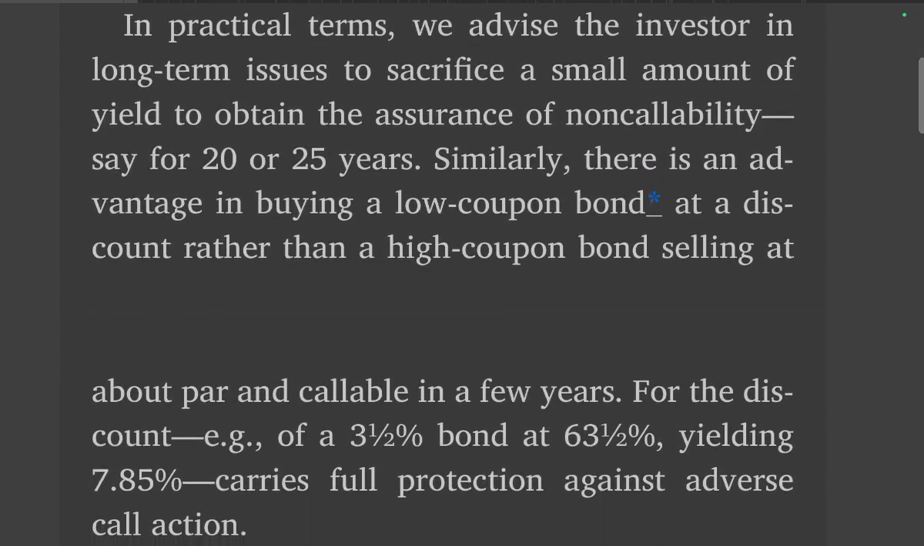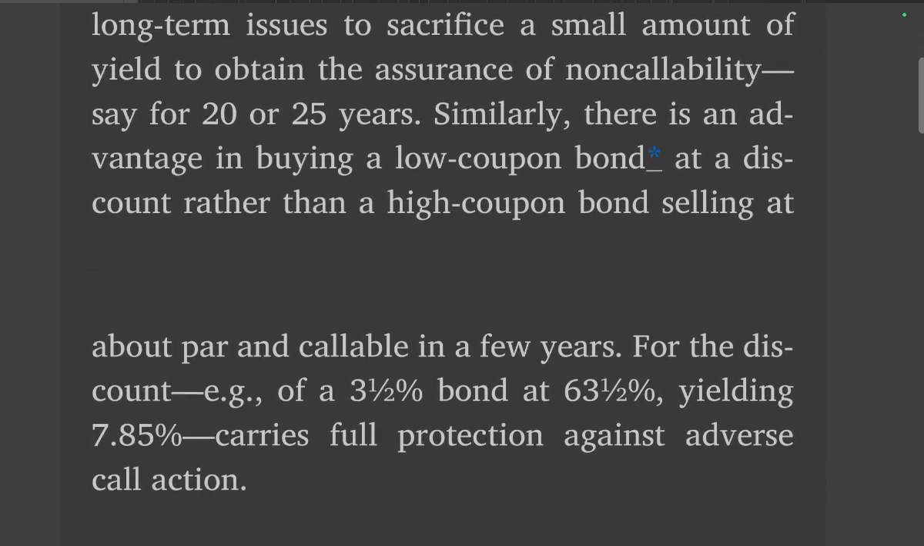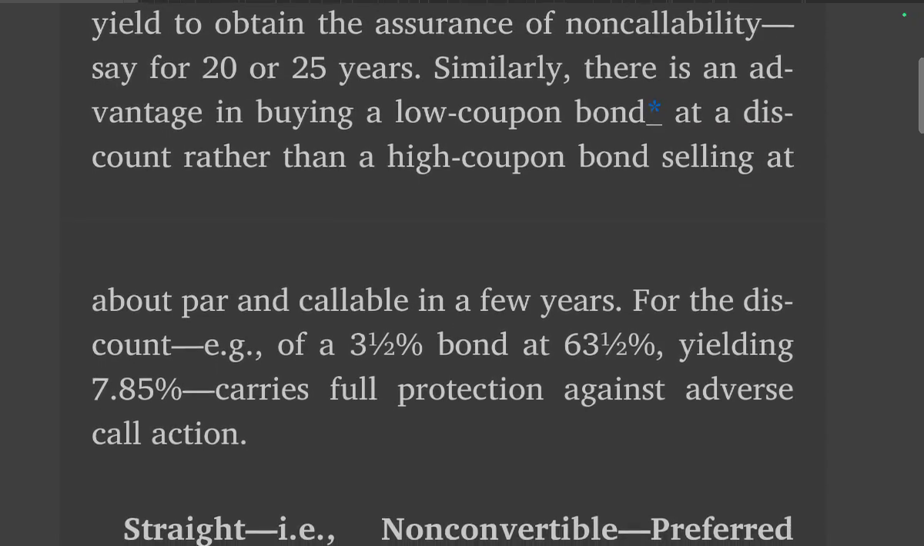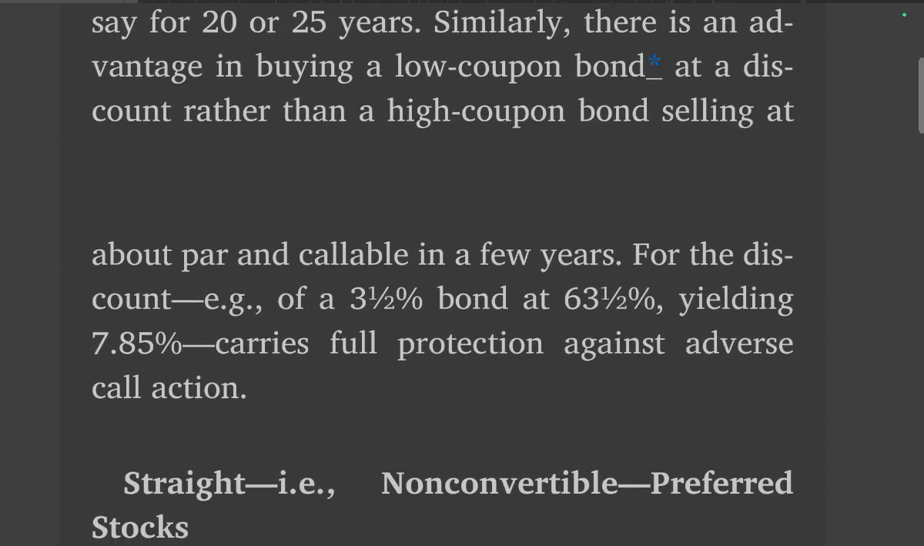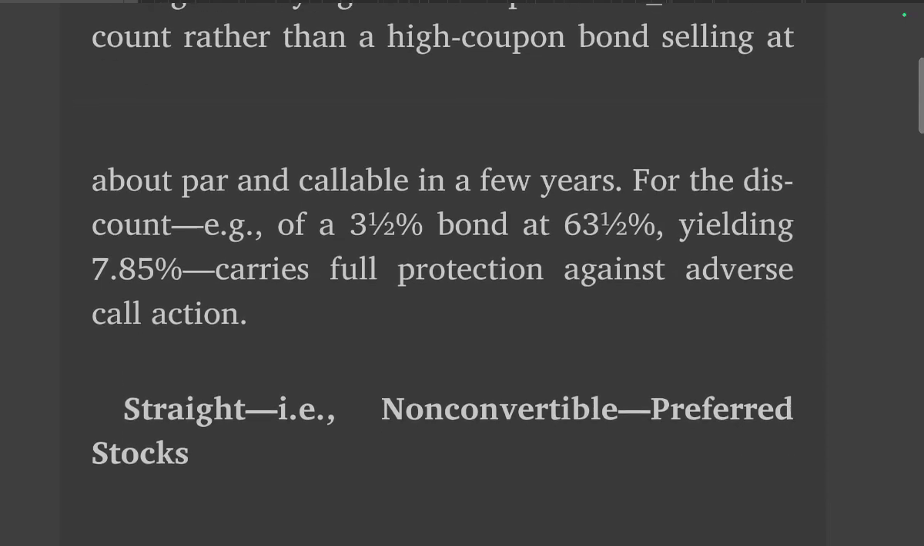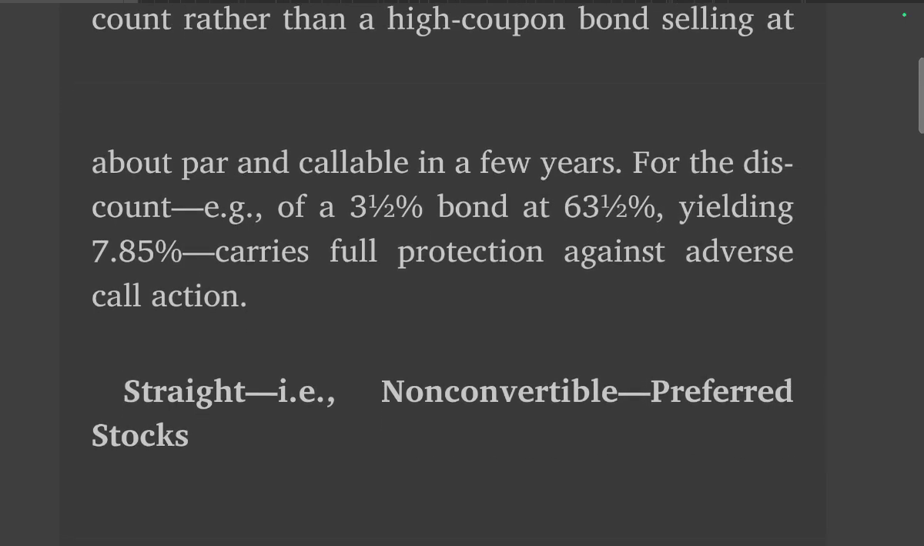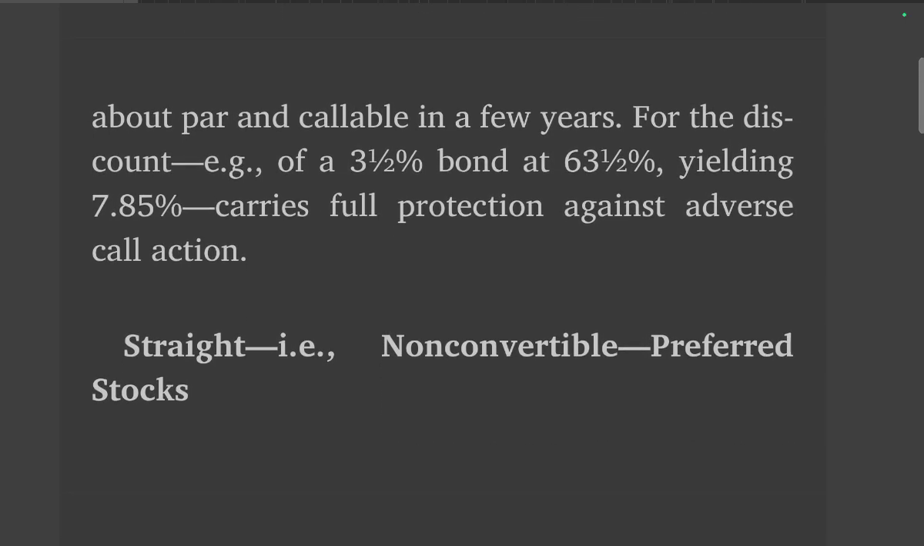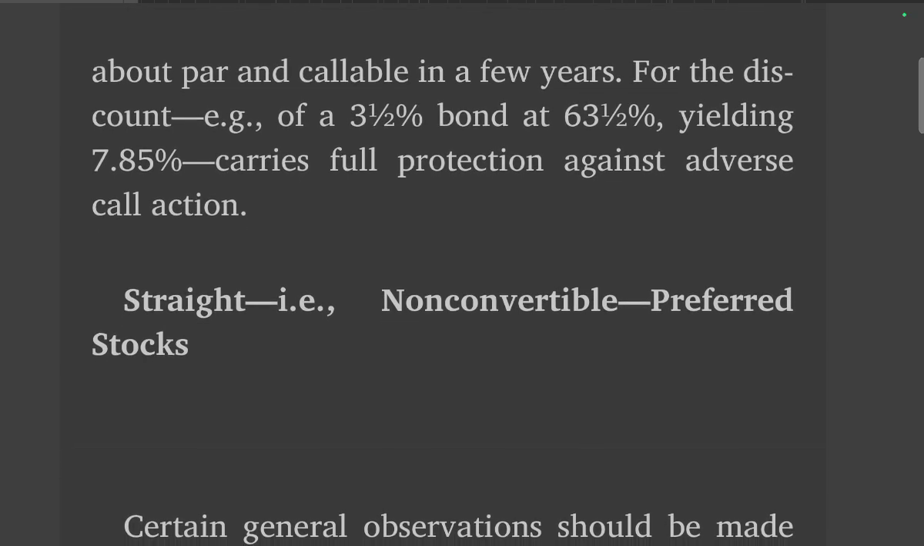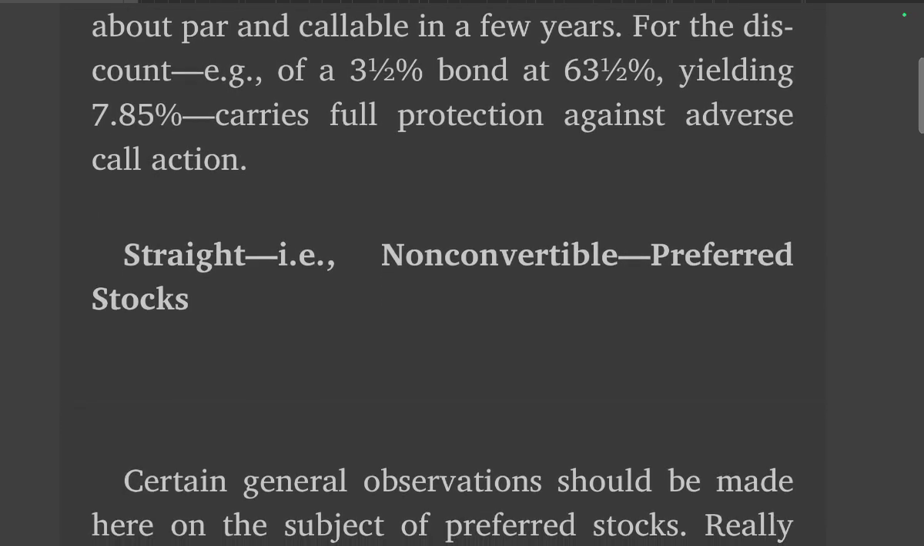Similarly, there is an advantage in buying a low-coupon bond at a discount rather than a high-coupon bond selling at par and callable in a few years. For example, the 3.5% bond at 63.5%, yielding 7.85%, carries full protection against adverse call options.